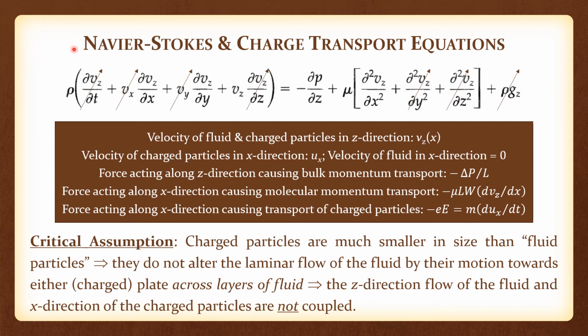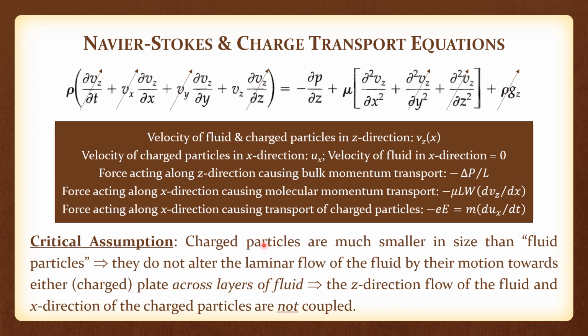So what is happening? A charged particle, a dust particle that is here, is traveling across multiple layers, laminae, of fluid that is flowing when it goes from one end to the other end, right? So these charged particles, when they move across layers of fluid attracted by one of the charged plates, do not alter the laminar flow of the fluid. Why is this? Because of course they carry momentum, isn't it? They do carry momentum in the x direction.